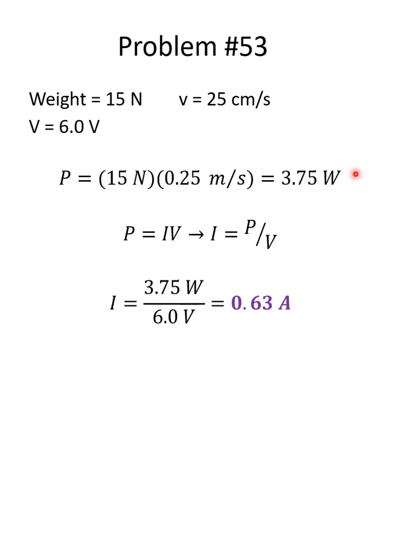So there it is again, what we did on the previous screen. Now let's think about the electrical aspects of this problem. Power equals current times voltage, which means current is power divided by voltage. Therefore, we get current equals the power we got with what the motor is lifting, 3.75 watts, divided by the voltage, 6 volts, and we get 0.63 amperes.